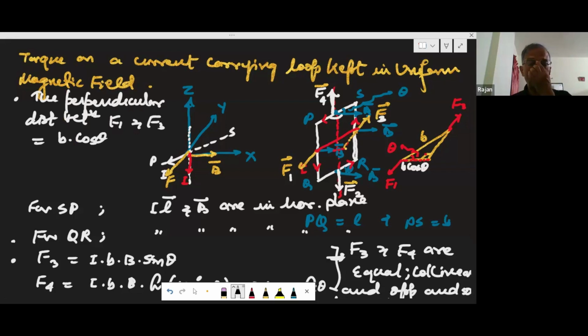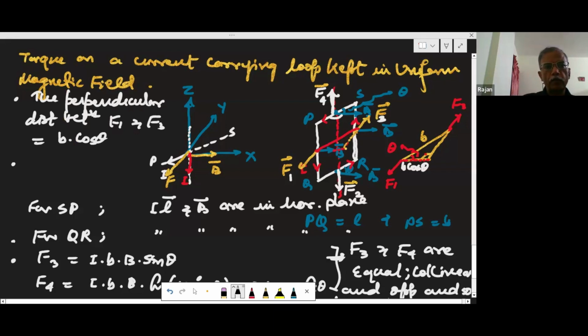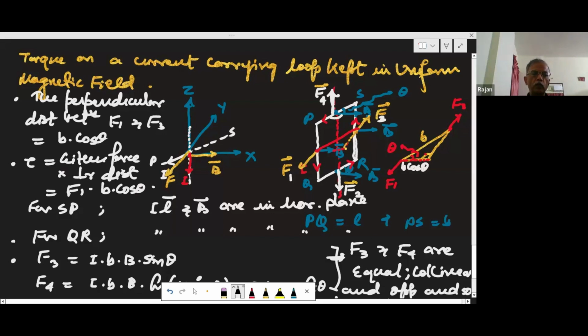So F1 and F3 are forming the torque. Therefore, we can write the torque will be equal to either force into the perpendicular distance. What is either force? Anyone I can take, F1 or F3. F1 into the perpendicular distance b cos theta. So this is the torque we are finally going to have. Clear? Got it?